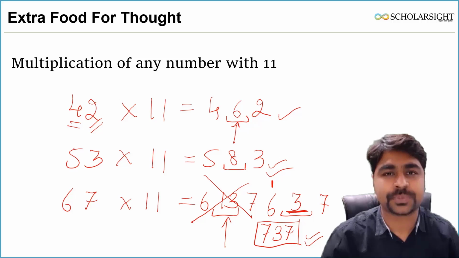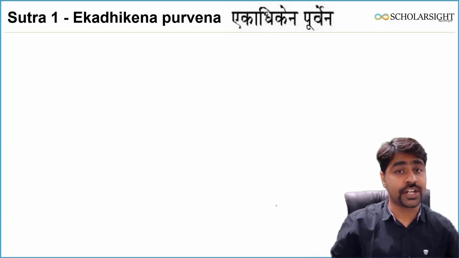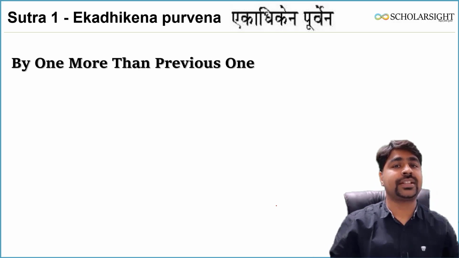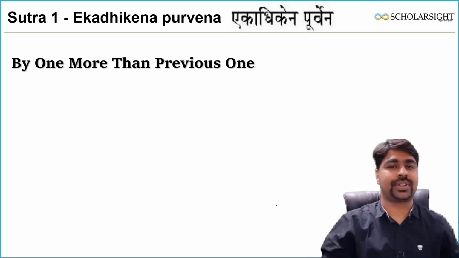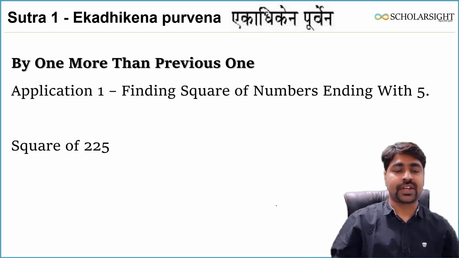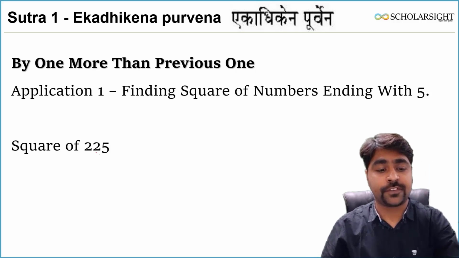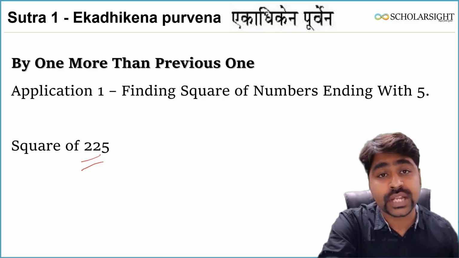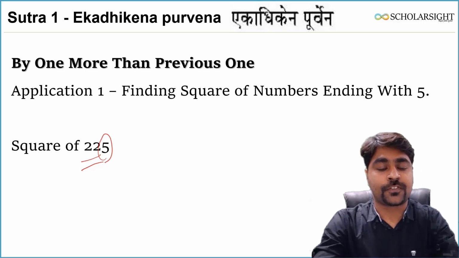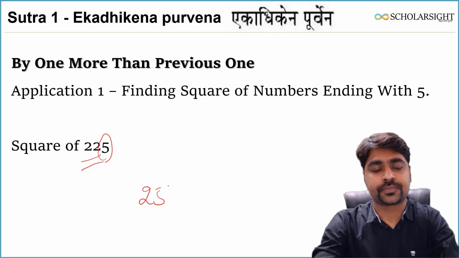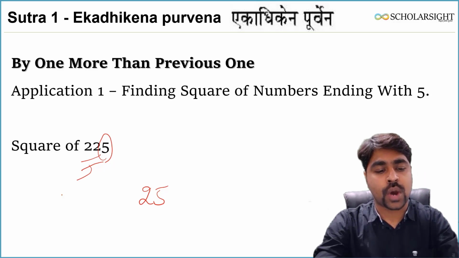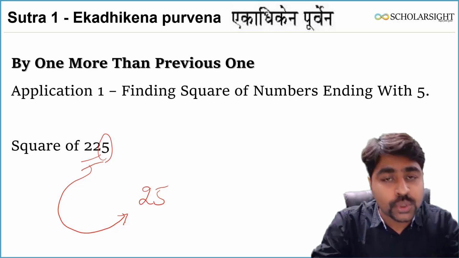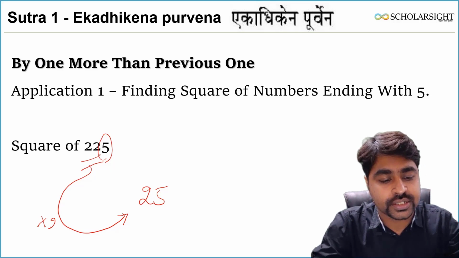The Sutra number 1, as you already know, is Ekadhikena Purvena, which means one more than the previous one. Okay? And we have already done this. Now, if I need to do the square of 225, how will I be able to do that? See, the square of 5 is going to be 25, right? Now, I need to multiply 22 by the very next number to 22, that is 23.